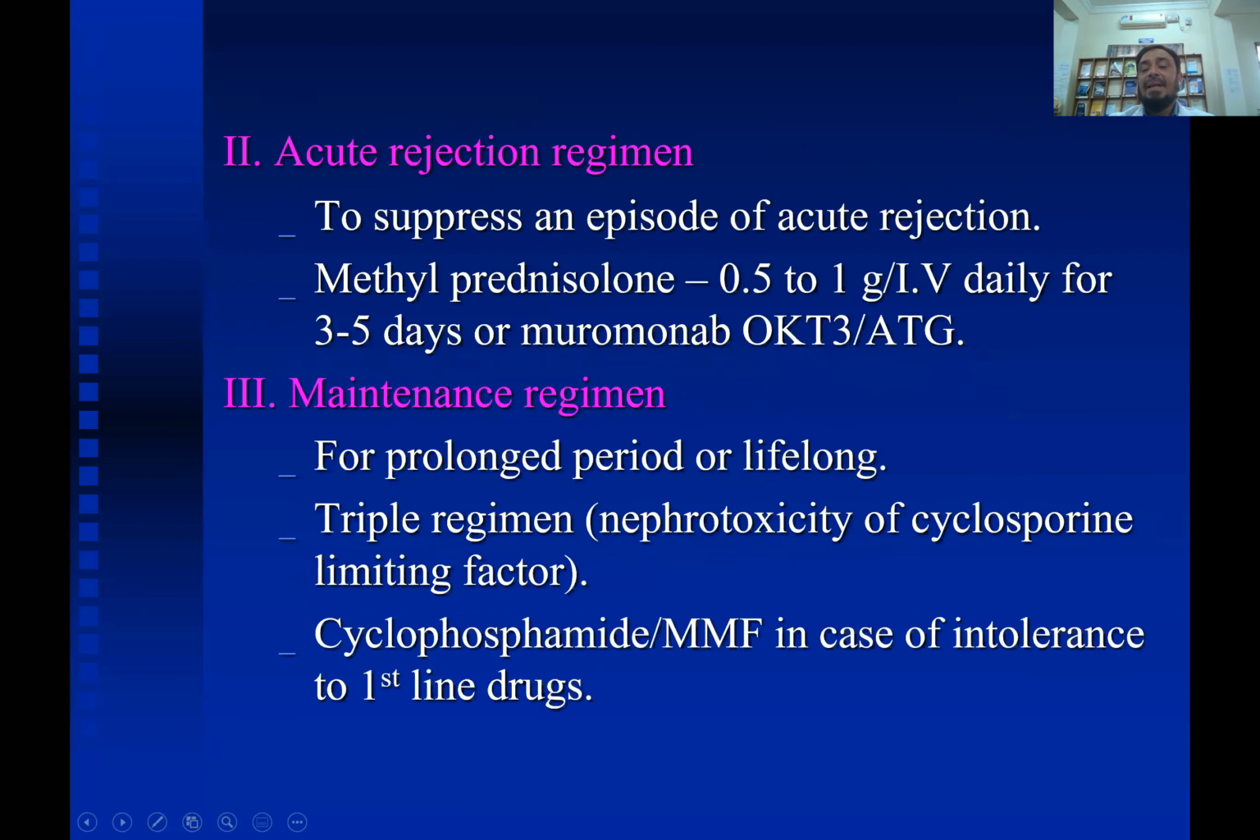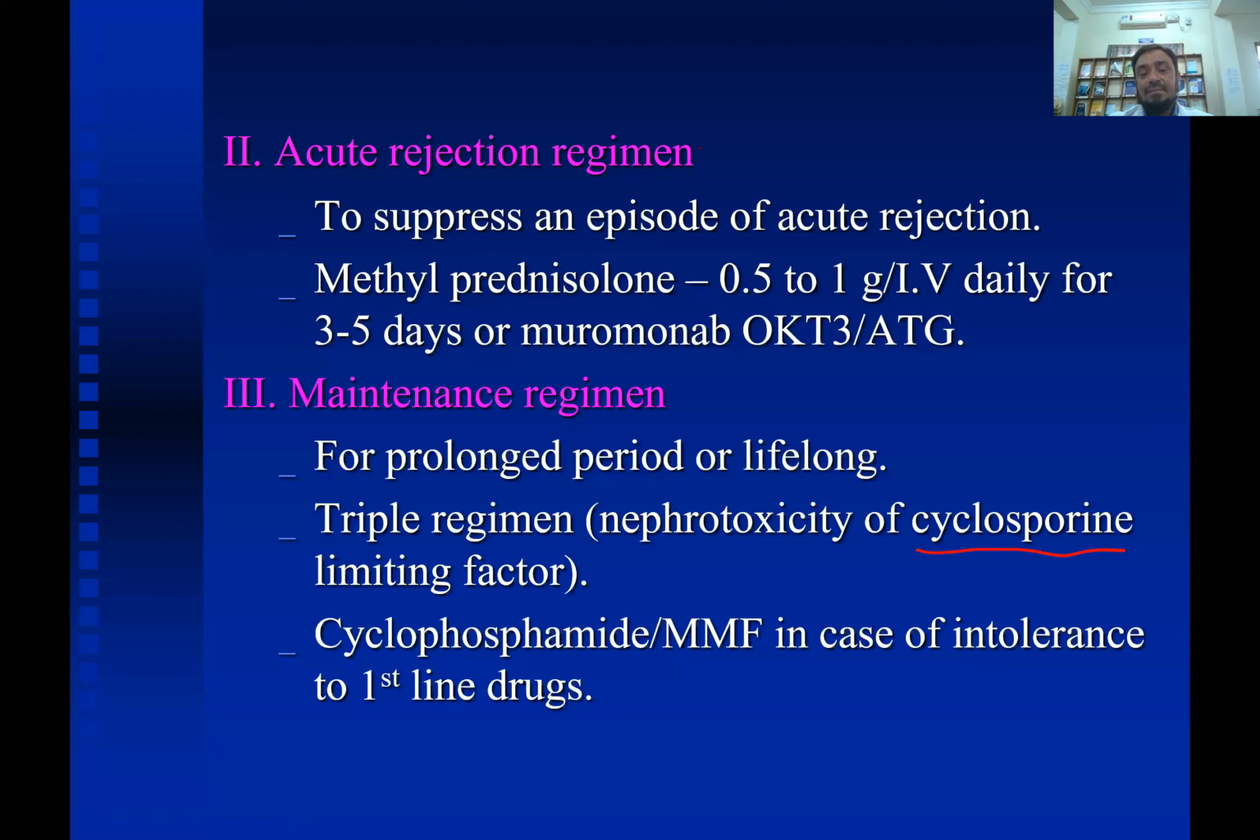Then you shift to the maintenance regimen, which is given for a prolonged period, maybe lifelong. It is costly, and also very problematic for the patient, but still you have to take it for lifelong. Here we use the same drugs, but the dose is reduced, and generally we spare cyclosporin. In place of cyclosporin or tacrolimus, it is better to use sirolimus. And in case of intolerance, you can use cyclophosphamide or mycophenolate mofetil as the first line drug.